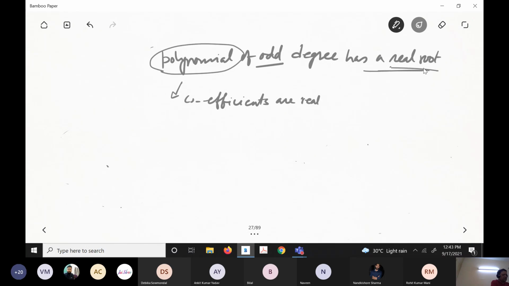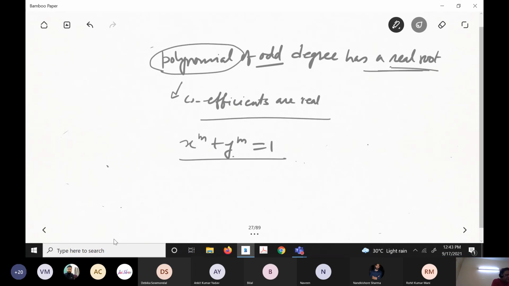Yes, sir, you should think about it. So here, when I prove that A is bounded if and only if m is even, or A is unbounded if and only if m is odd, now look, if x to the power m plus y to the power m equal to 1, in this equation y will depend on x. So that means y to the power m equals 1 minus x to the power m. So look at this polynomial.